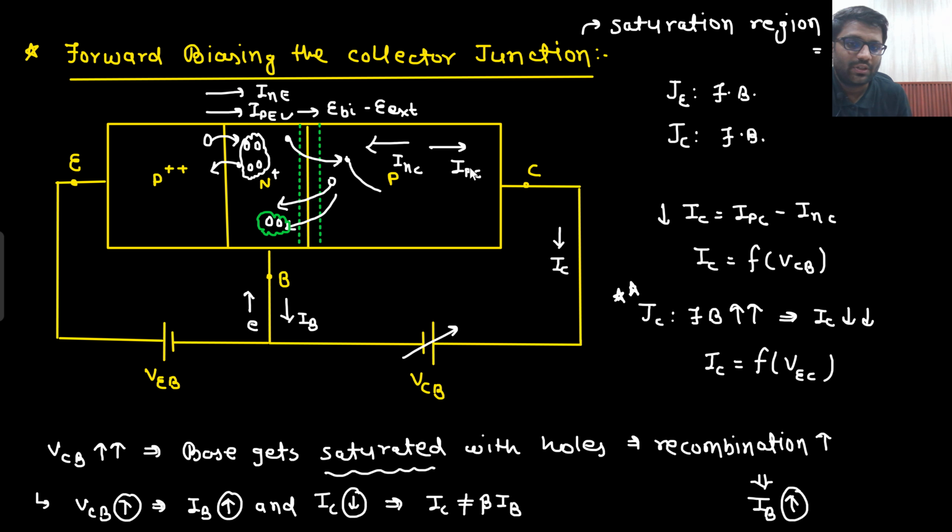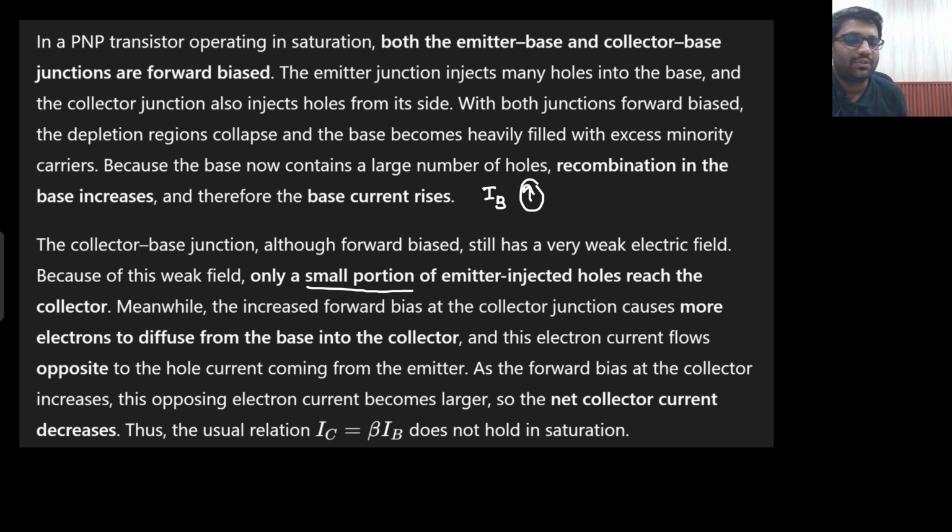These directions are opposite to each other. IPC and INC are opposite to each other. As the forward bias at the collector increases, the opposite current becomes larger, so the net current decreases. Thus, the relation IC equals beta IB does not hold. That means IC is not equal to beta IB.